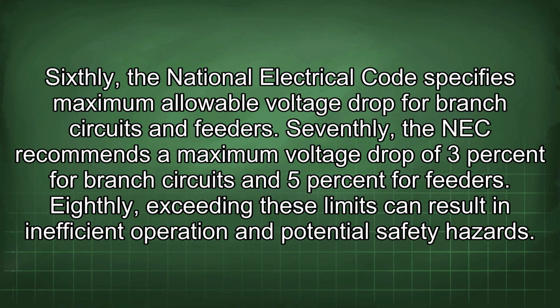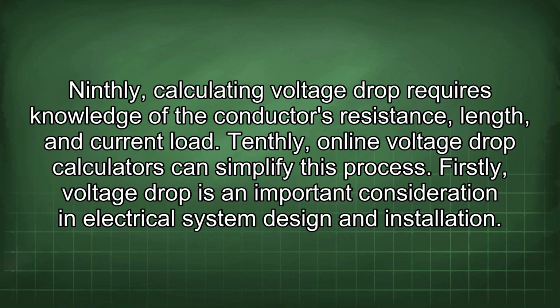Sixthly, the National Electrical Code specifies maximum allowable voltage drop for branch circuits and feeders. Seventhly, the NEC recommends a maximum voltage drop of 3% for branch circuits and 5% for feeders. Eighthly, exceeding these limits can result in inefficient operation and potential safety hazards. Ninthly, calculating voltage drop requires knowledge of the conductor's resistance, length, and current load. Tenthly, online voltage drop calculators can simplify this process.